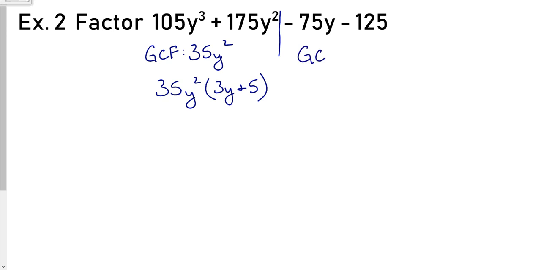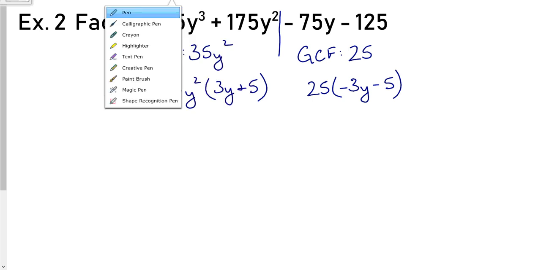Okay, so GCF, maybe this time I'll remember to be a little bit more careful and not just think 5. Is there a value that's larger than 5 that's the GCF? Well, yeah, 25. Okay, no variables because negative 125 doesn't have one. So I'm going to say that this is 25, and what's left over is negative 3y and minus 5.